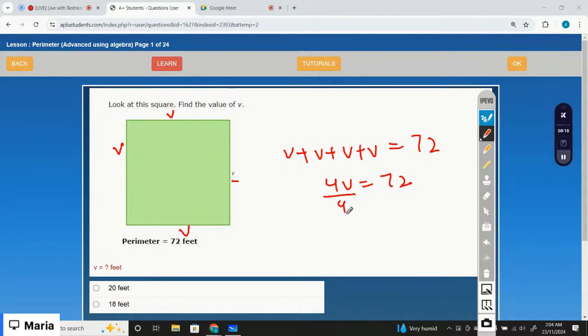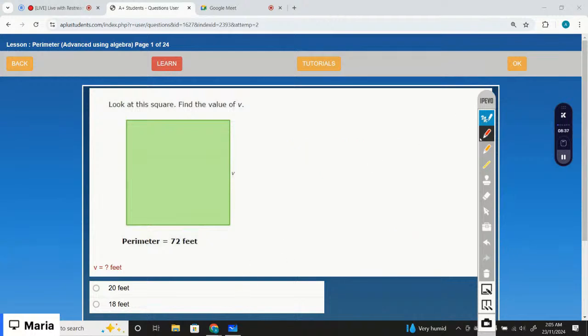So you have to divide both sides by 4. That is v equals 72 divided by 4, 4 times 1 is 4, 4 times 8 is 32. So the correct option is 18 feet. Option number 2 is the correct option, that is 18 feet.